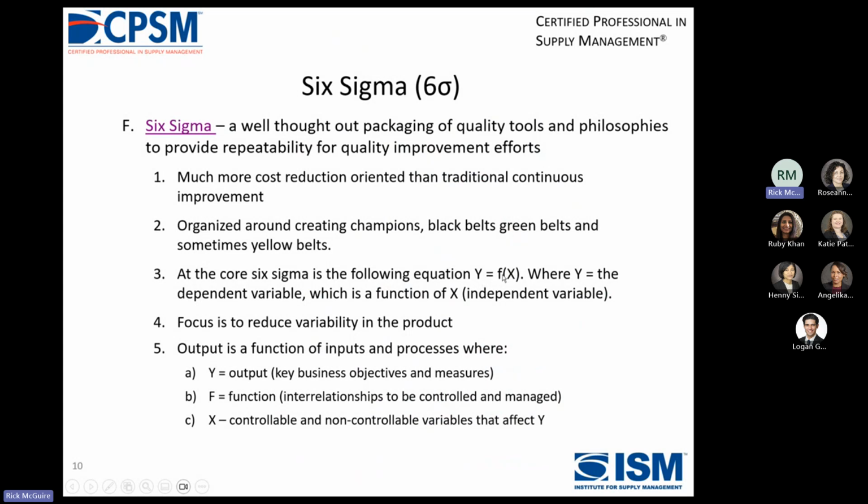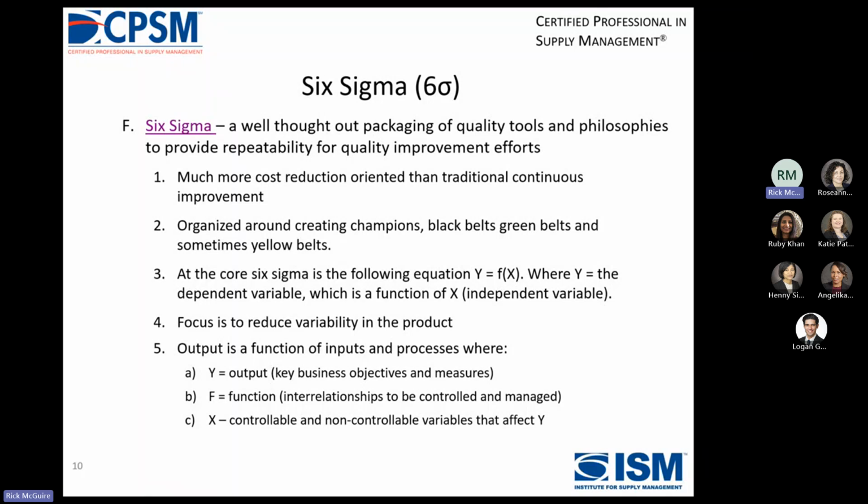It follows the equation y is equal to a function of x. Y is the dependent variable, and function of x is the independent variable. But Six Sigma is all about being out in the Six Sigma. I think it's less than 3 defects per million opportunities. And you'll get more of this in test 2 also.